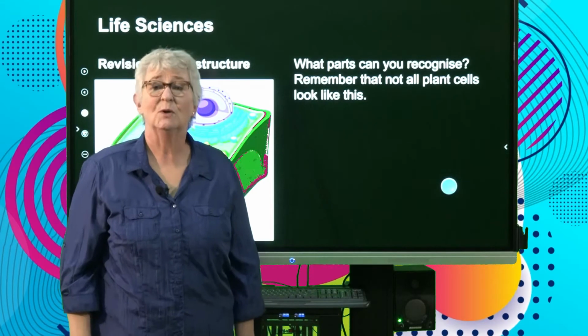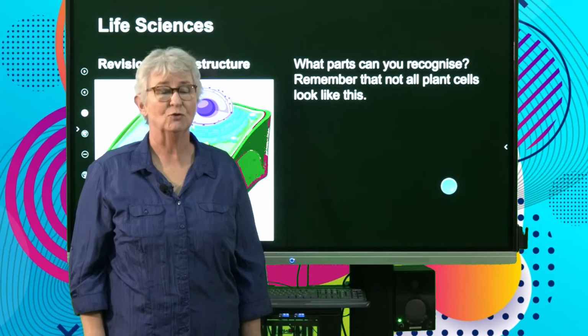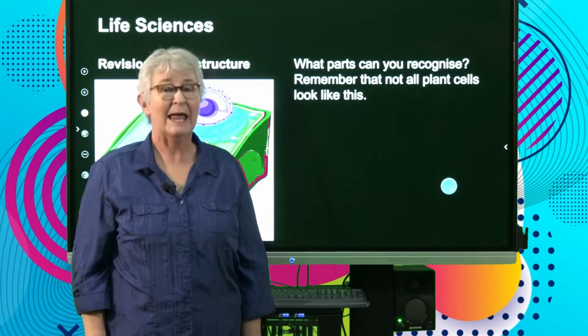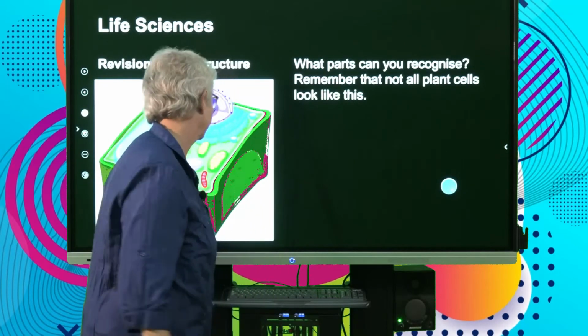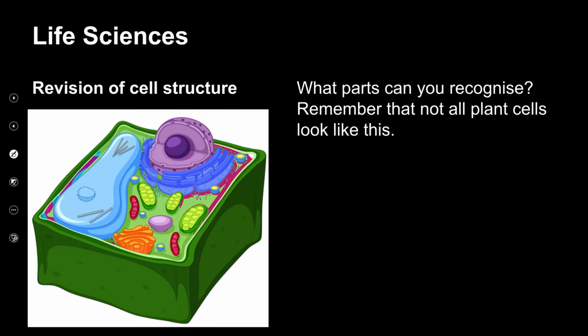To be able to understand tissues, you need to remember the different parts of a cell and what these different parts of the cell actually do. If we look at this cell, we can see it's got a cell wall. And the cell wall is what gives the plant support. Some cells, for example, in the wood of a tree, the cell walls are very, very thick because their job is supporting the tree.